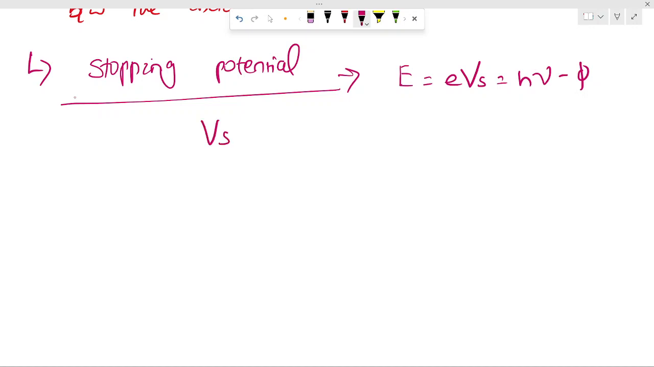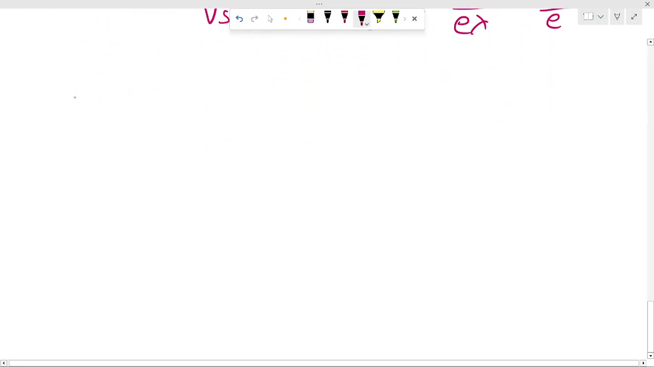So I can write Vs as h nu upon e minus phi upon e, isn't it? I can further write it as hc upon e lambda minus phi upon e, isn't it? In place of nu, I have written c upon lambda, as I know c is equal to wavelength into frequency. Okay, this is the expression for your stopping potential.